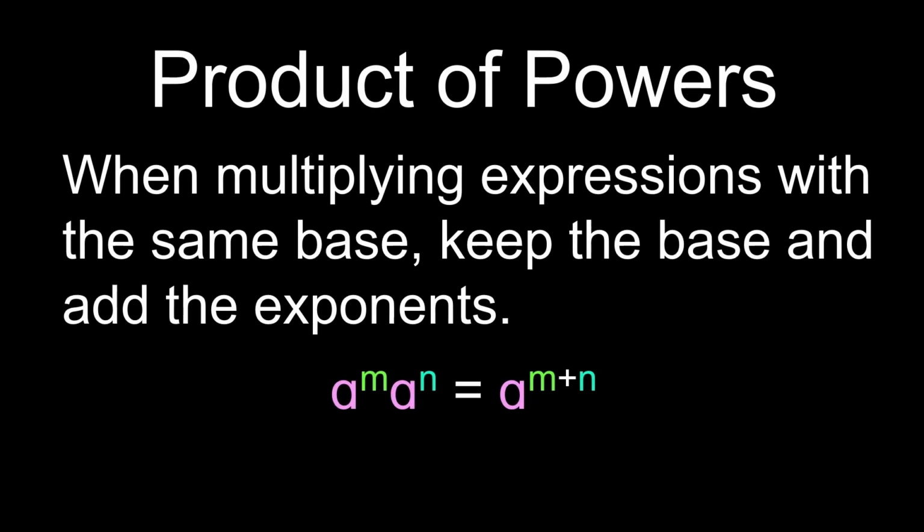The product of powers rule says that when you're multiplying expressions with the same base, you keep the base and you add the exponents. So if you have a to the m times a to the n, that's going to equal a to the m plus n power.